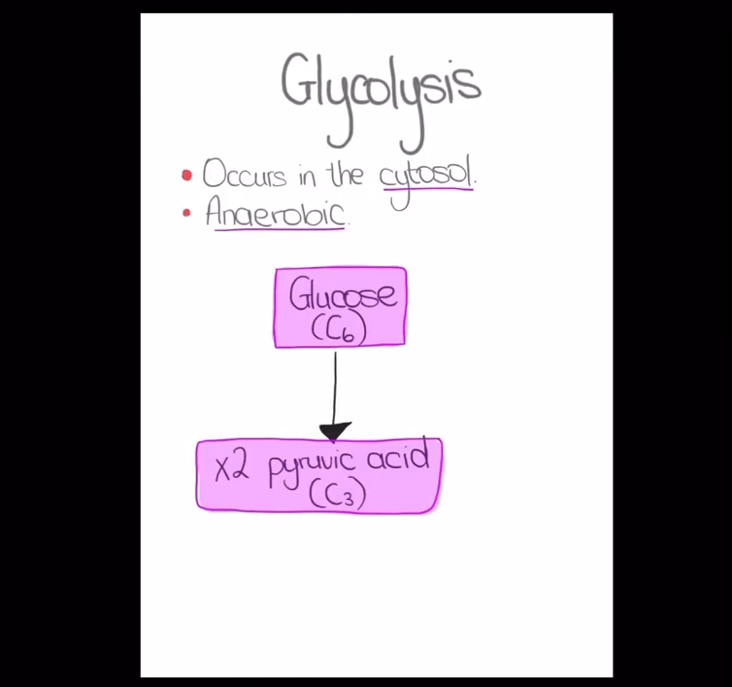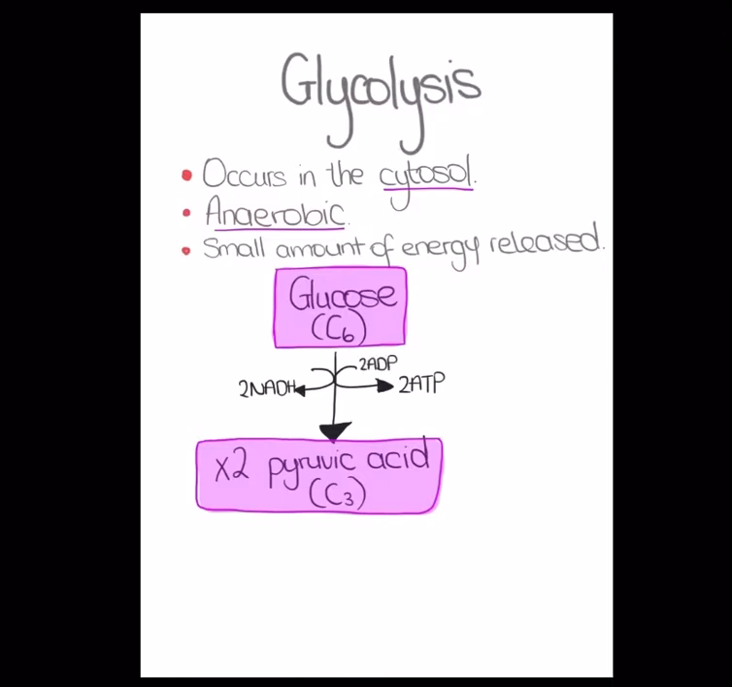During this reaction, a small amount of energy is released. The energy that is released is in the form of 2 ATP and 2 NADH. The 2 ATP is formed when 2 ADP and 2 phosphates join. The 2 NADH is produced when 2 NAD plus 4 electrons plus 2 hydrogens join.